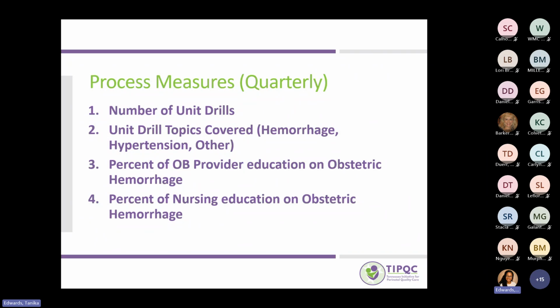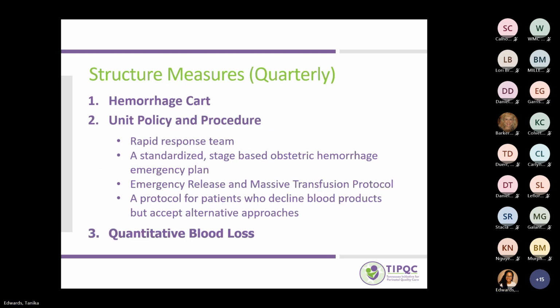And process measures, we'll be looking at the number of unit drills, but also looking at the topics that are covered. So are those related to hemorrhage, severe hypertension, or are there other topics that are being covered as part of your drills? Quarterly, we'll be looking at the percent of education provided to OB providers, and then the percent of education provided to nursing on obstetric hemorrhage.